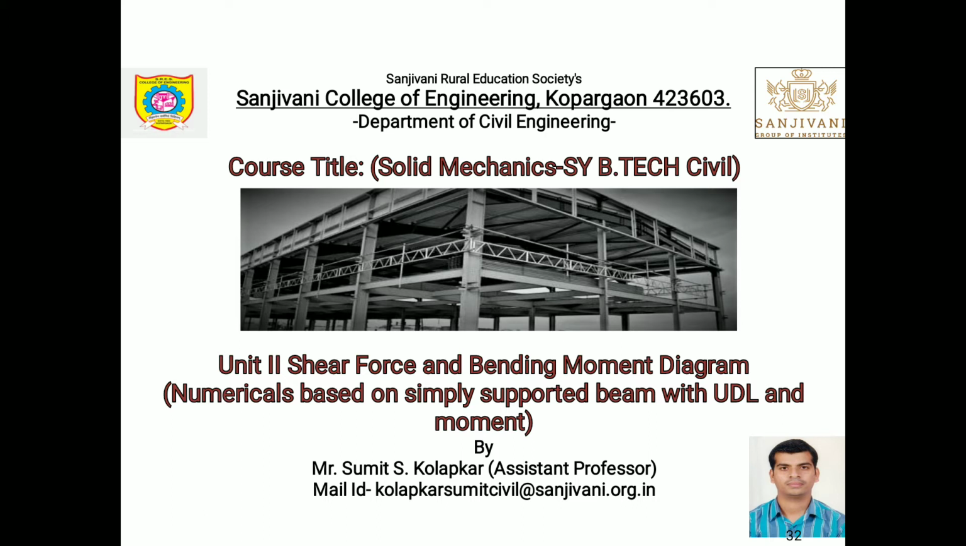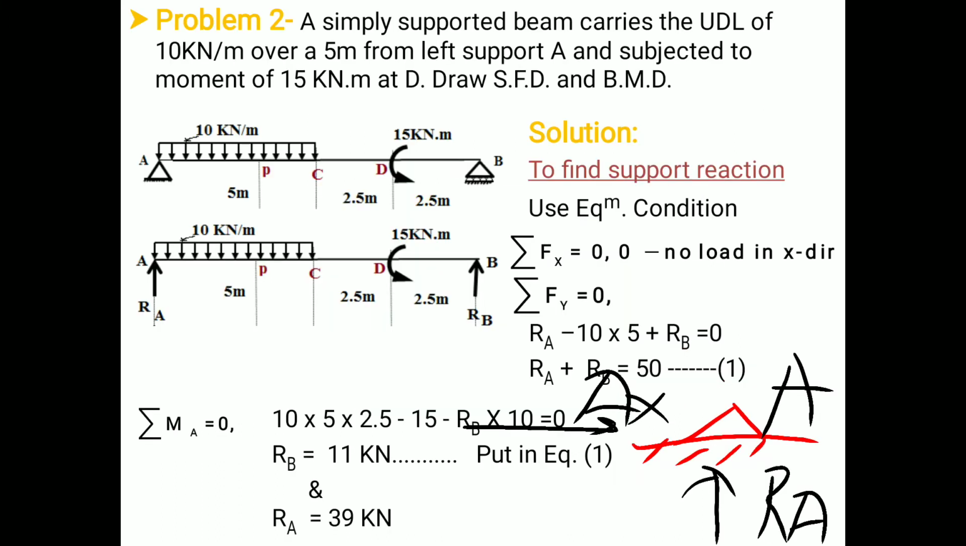In today's lecture we are going to discuss numericals based on a simply supported beam with UDL and a moment. The problem statement is as follows. A simply supported beam carries a UDL of 10 kN per meter over 5 meters from left support A and is subjected to a moment of 15 kN-m at point D.